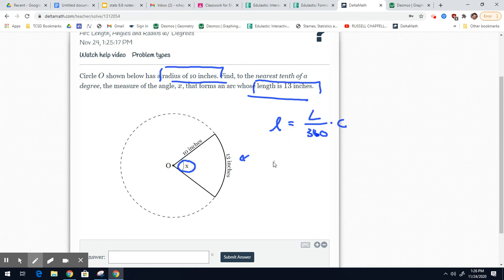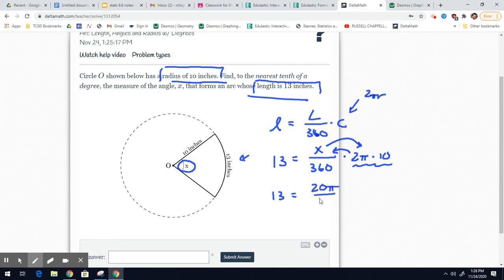Let's plug in what we know. We know 13 here. We don't know our angle measure, call it x. 360 is 360. And the circumference, that's 2 pi r, so that's 2 pi times 10. So here's what's going to happen. This stuff right here is going to go up into the top, and my x is going to come after. So 13 equals, I'm going to multiply 2 times 10 to get 20, 20 pi over 360, and then the x comes after.